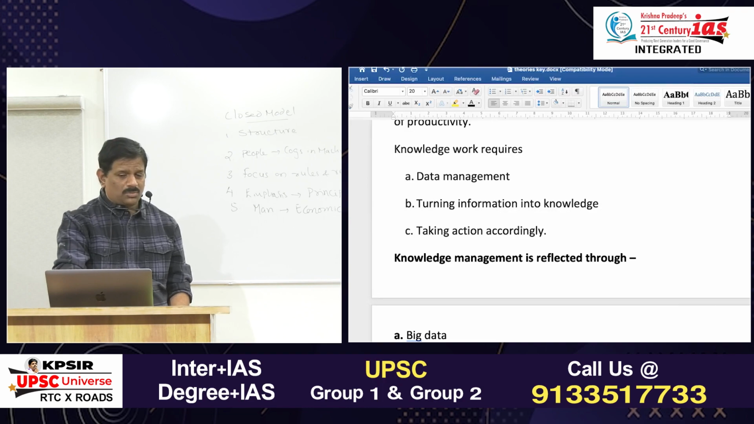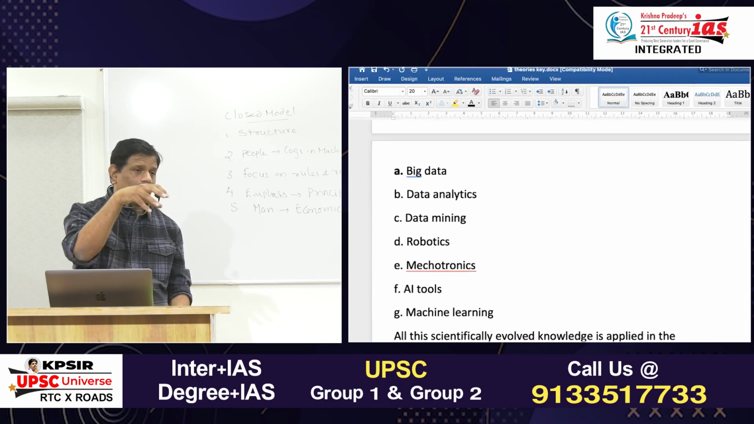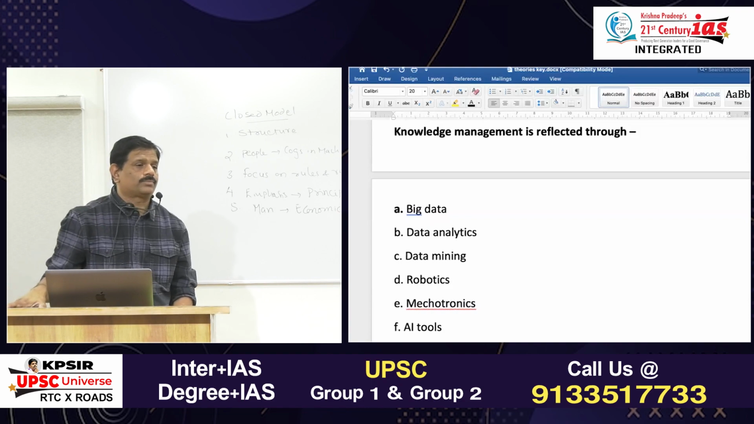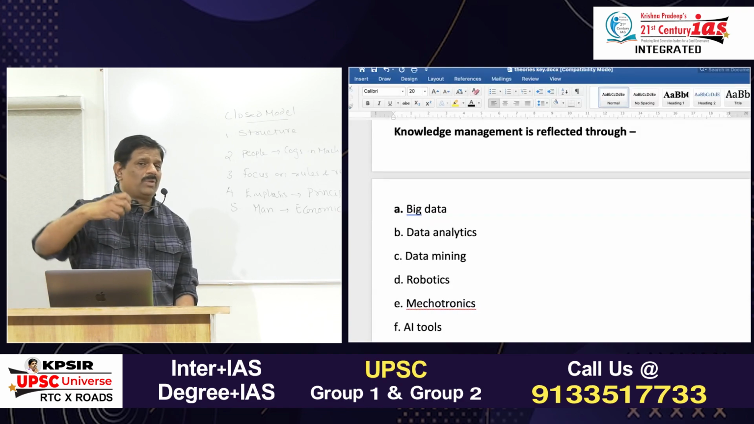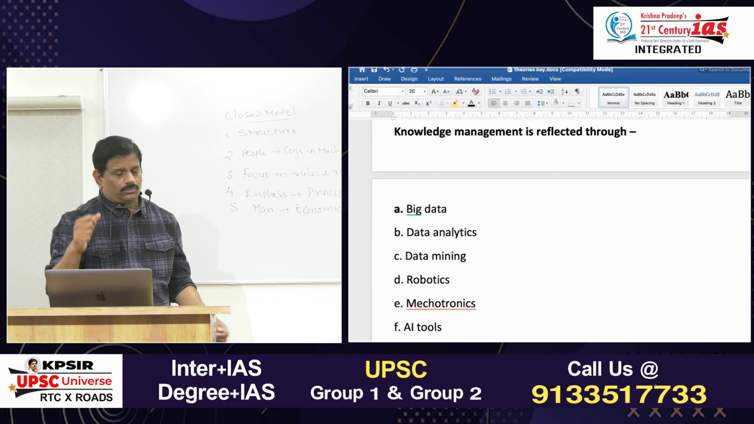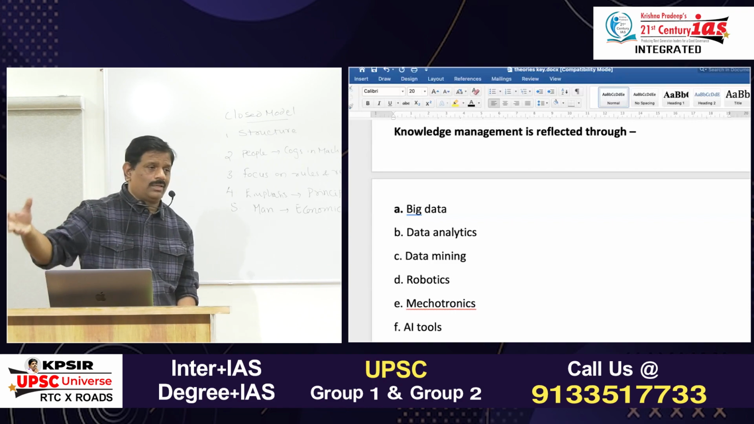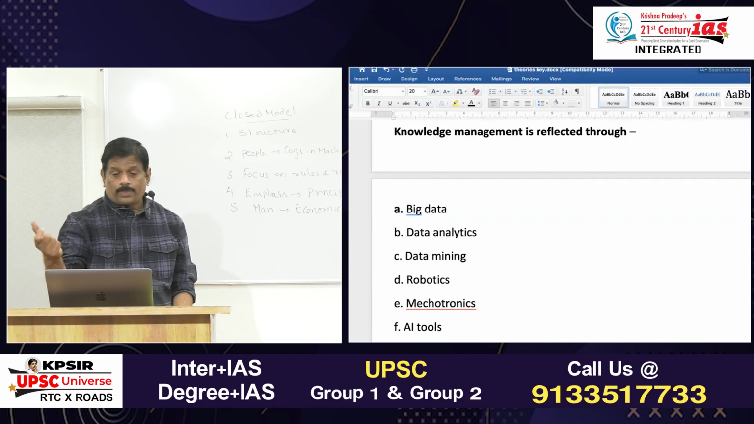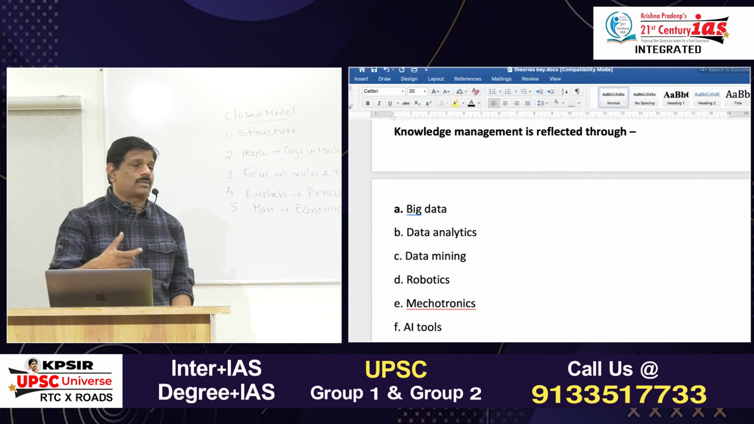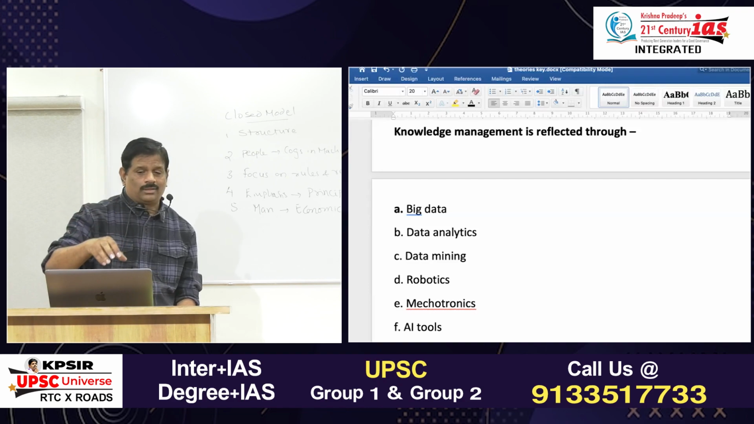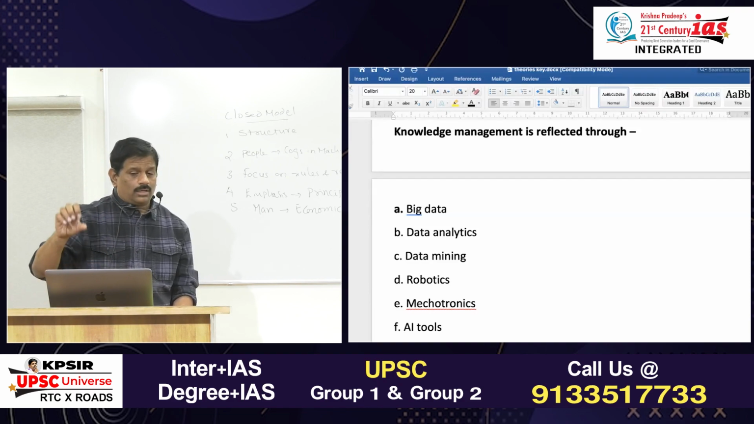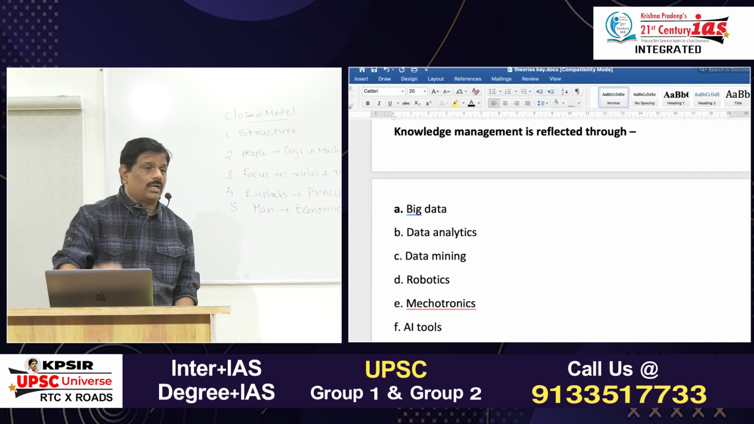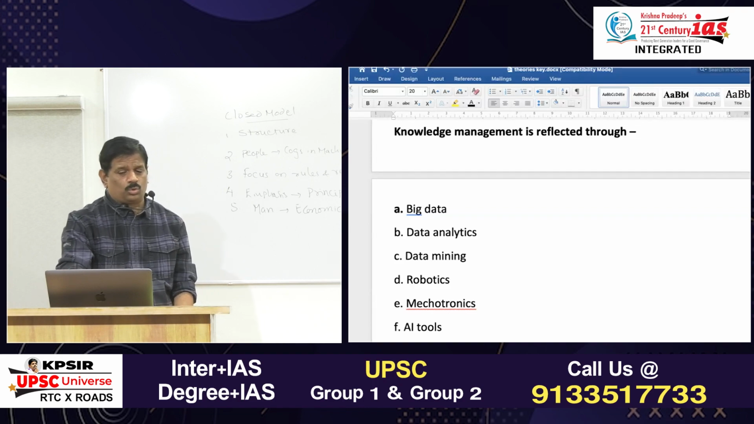So scientific management is using this artificial intelligence with the use of big data. What happens with big data? You gather the information from various sources, and then it is analyzed and managed. These are given specific names like big data, data analytics, data mining, then robotics, mechatronics. They are all artificial intelligence tools.